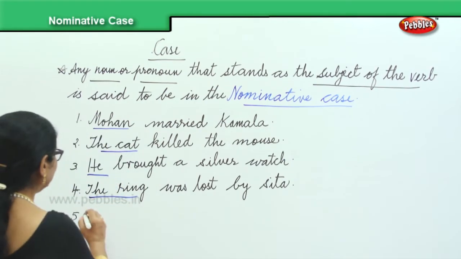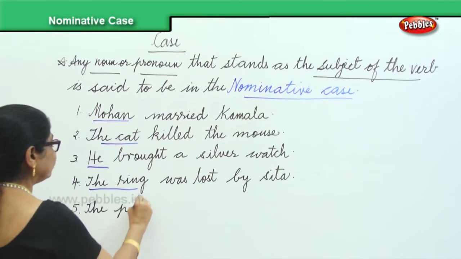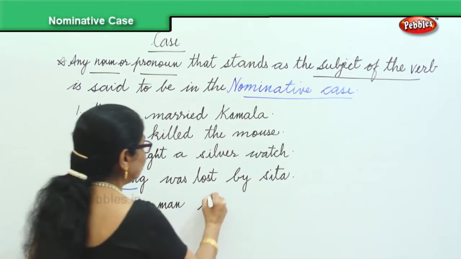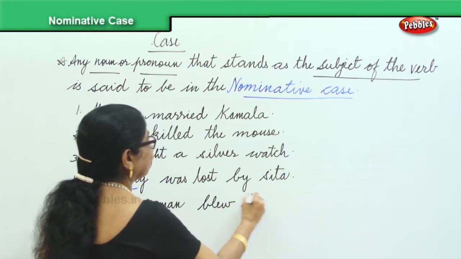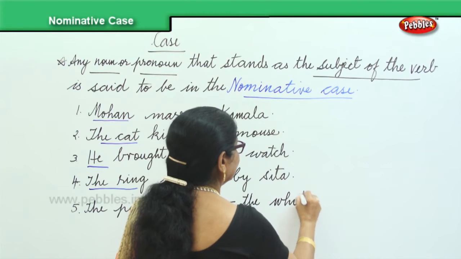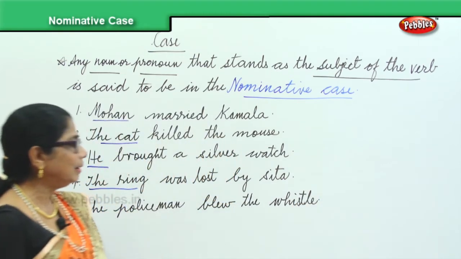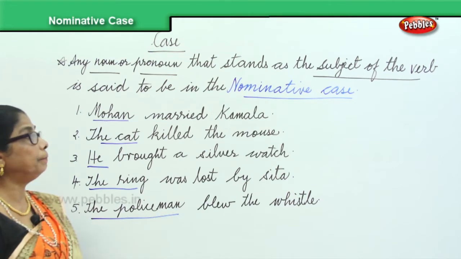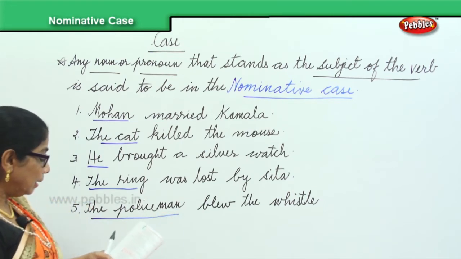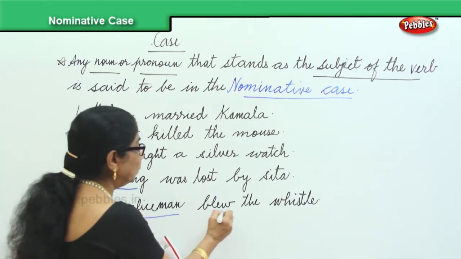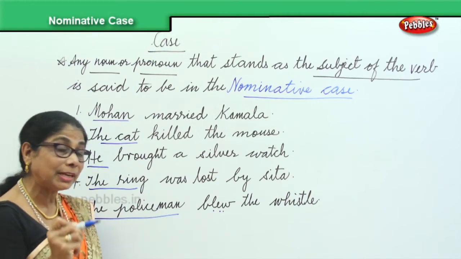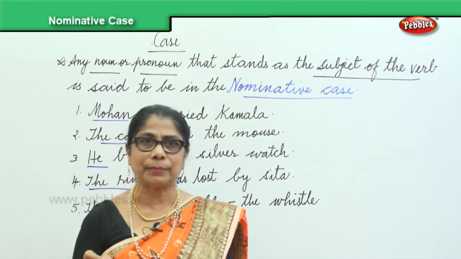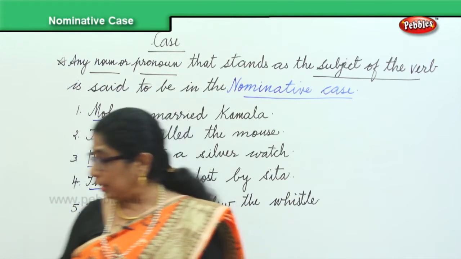Now, the policeman blew the whistle. Policeman blew the whistle. Now, here in this case, the policeman, that is the most important. And so it is the subject of the verb blew. The policeman is the subject of the verb blew. Therefore, we say the policeman is in the nominative case. Now, who blew the whistle? The policeman. Now, I'll give you another sentence.